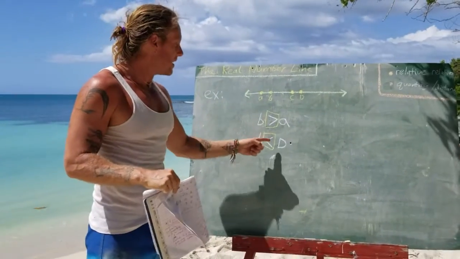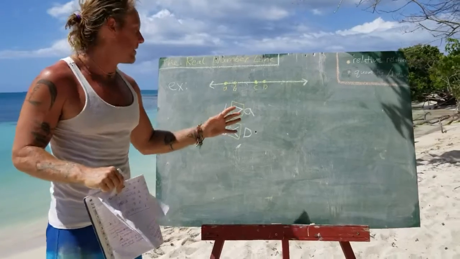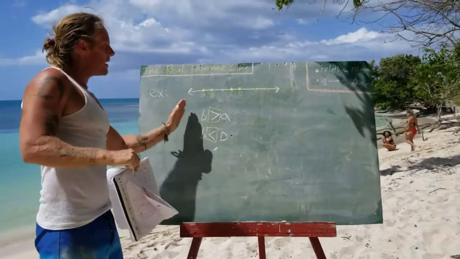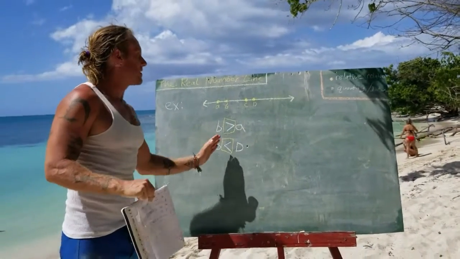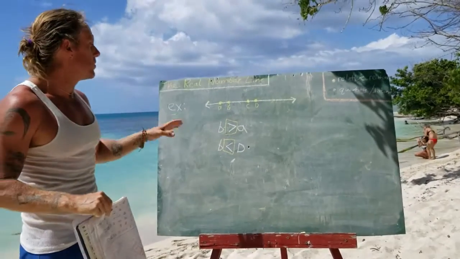So this symbol here we read as less than. And again, see that the open alligator mouth is eating the larger quantity. So we read it from left to right. B is greater than A, B is less than D. So some new notation, or probably reviewed notation, but useful notation.